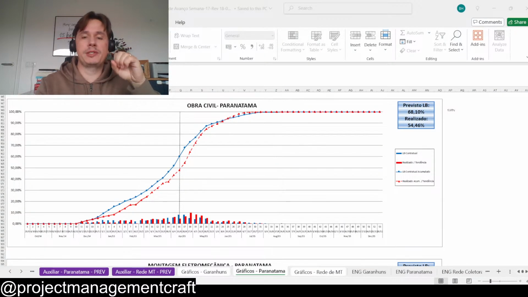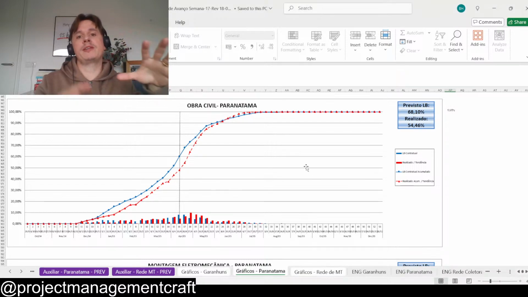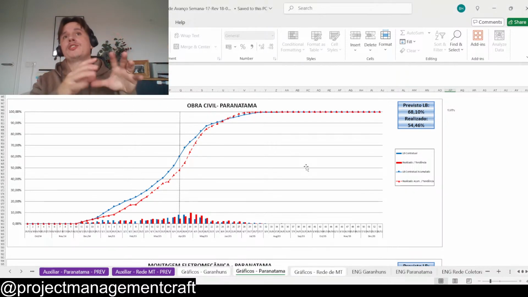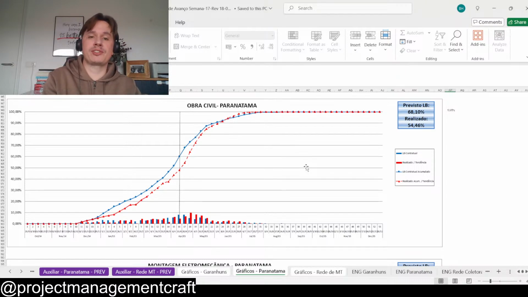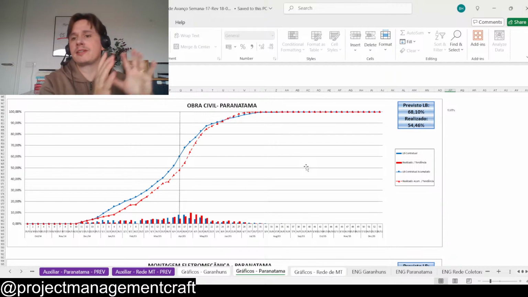So let me put here an old project of mine. The project where I'm showcasing the S-curve was an engineering, procurement, and construction project to implement a wind farm. I was the project manager of the electrical part of the project, the electrical infrastructure, including the construction part, except for the wind towers or the wind generators themselves, because they had a specific supplier for that.